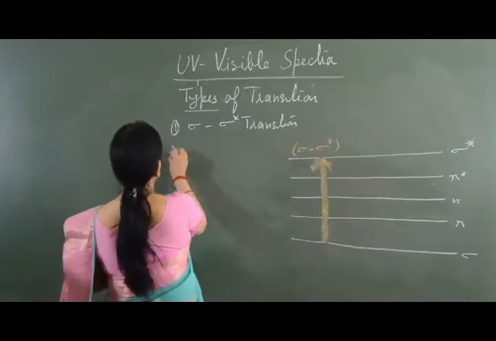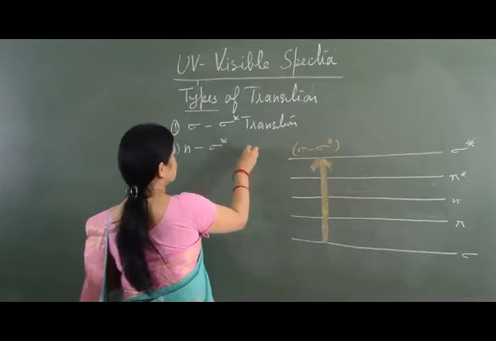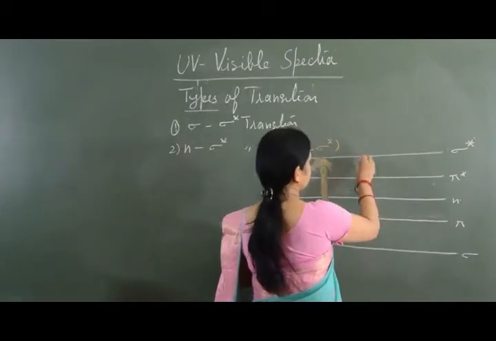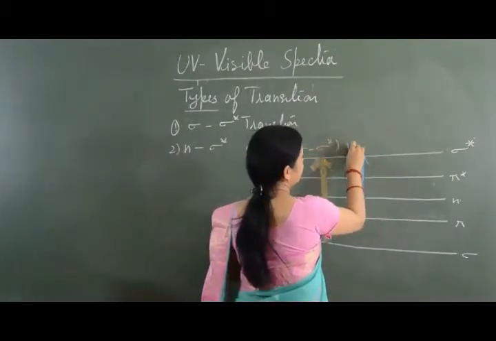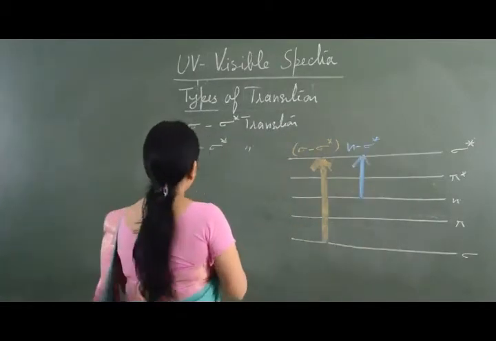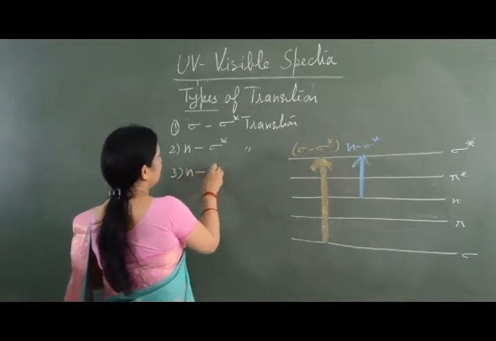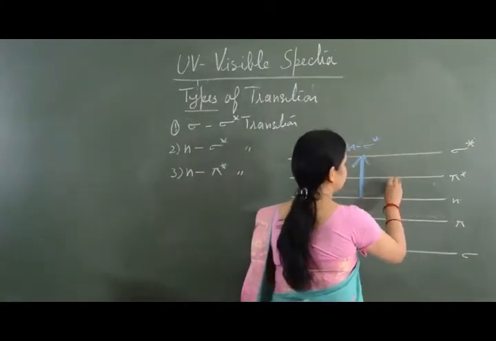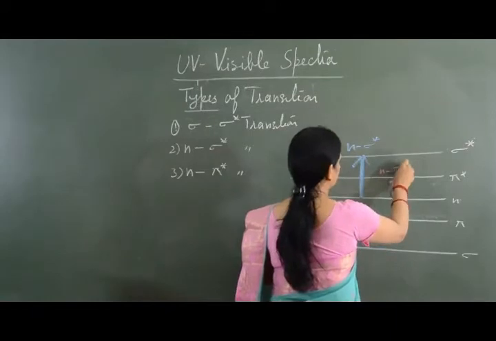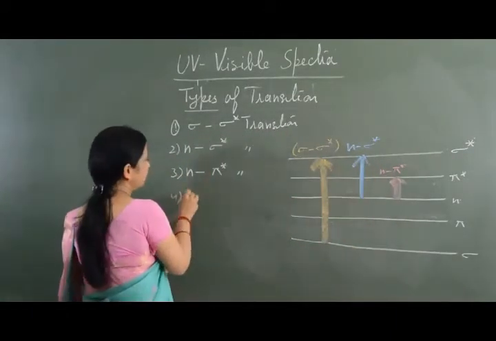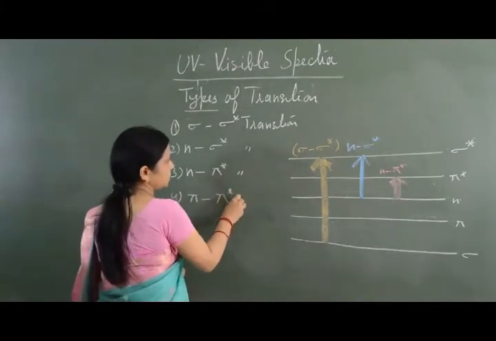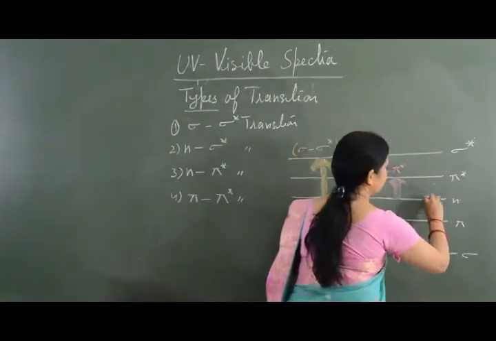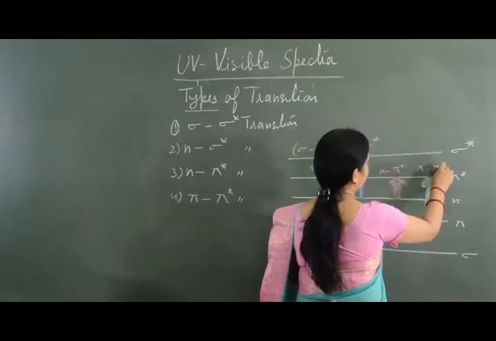The second transition is n to sigma star. Then the third transition is n to pi star. So n to pi star means this is the transition, n to pi star, and the last transition is pi to pi star. So this is the transition, pi to pi star.